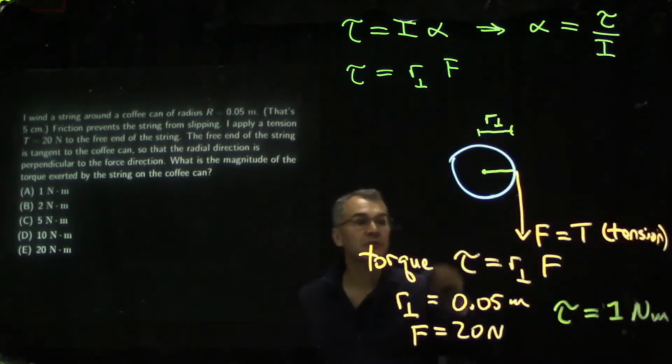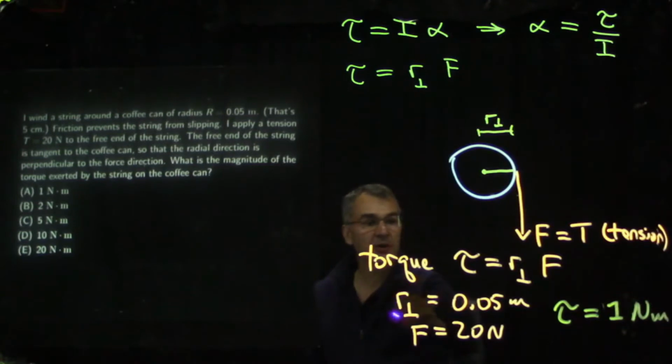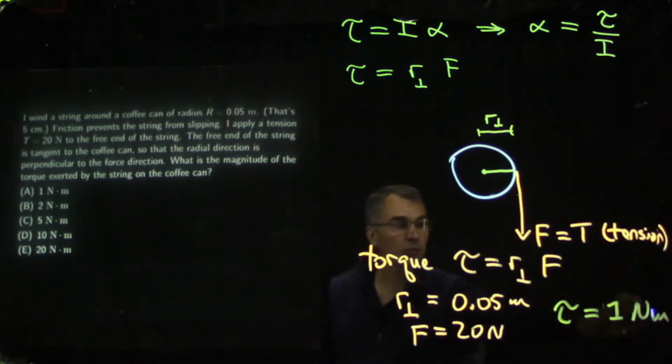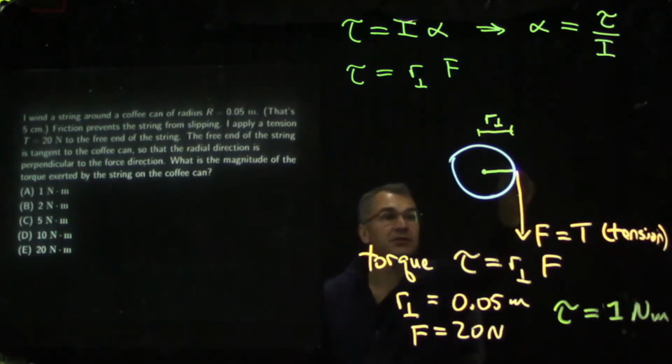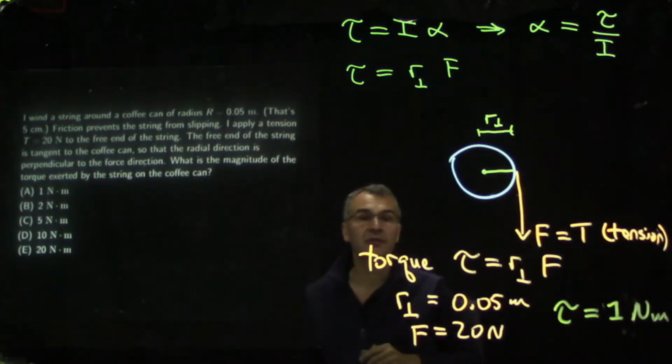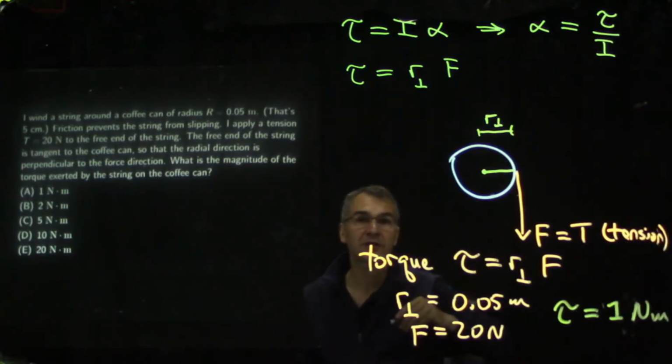Using the numbers given in the problem, the tension in the string is 20 newtons, so that's the force, and the radius of the can is 5 centimeters, or 0.05 meters, so that's the perpendicular distance. So then the torque is R perp times F, which is 1 newton meter. The units of torque are newton meters, because it's a force times a lever arm. Force in newtons times lever arm in meters is torque in newton meters.